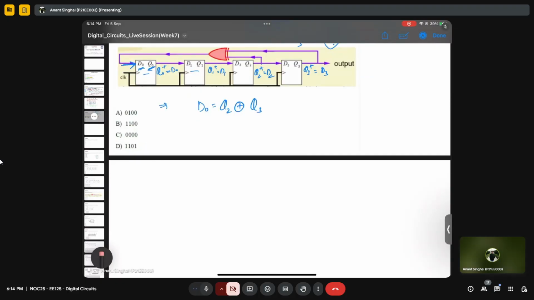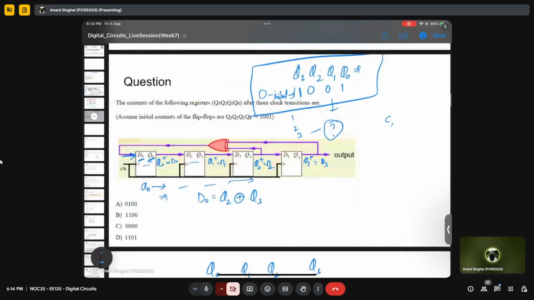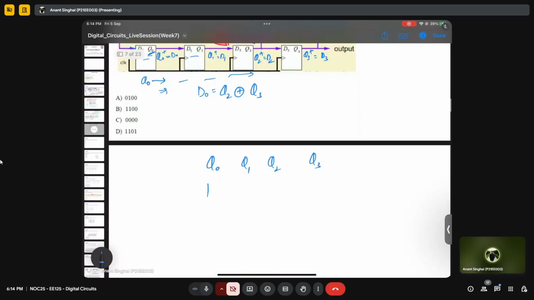Since the right shift is like this, I will write Q0 first, because then the shifting will be in the same line. So Q0, Q1, Q2, Q3. The initial content, as it says, is 1001. This is the initial clock.